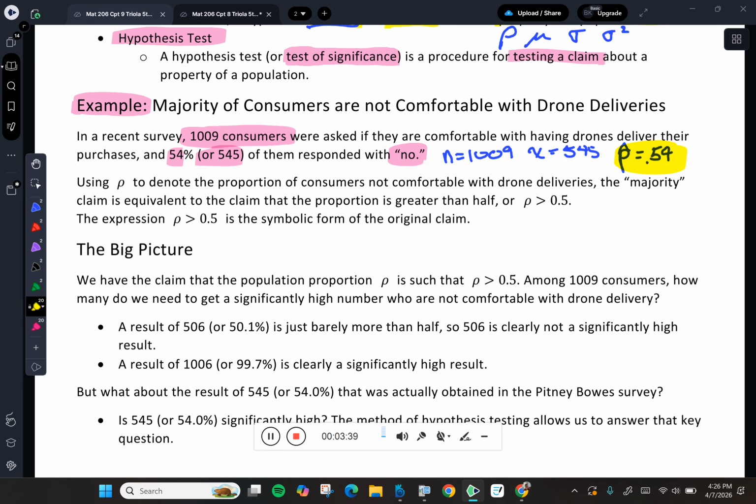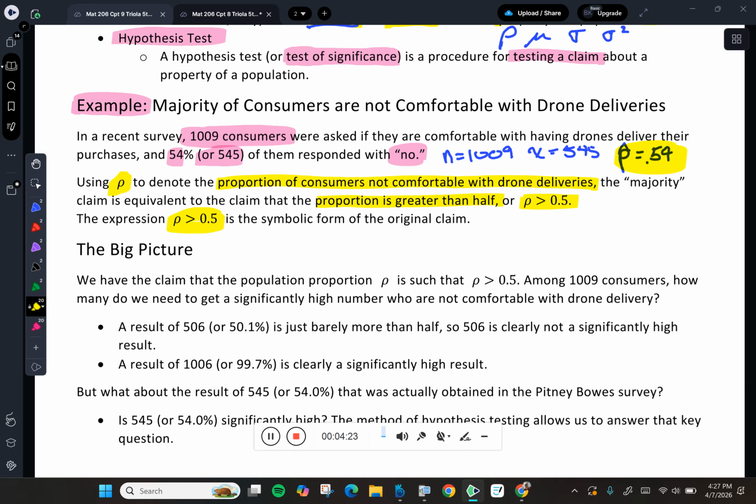Now, last chapter, what we said was, let's build a confidence interval around that 54% and hope that we capture the true population proportion. So if we use rho or p to denote the proportion of consumers who are not comfortable with drone deliveries, that is the population statement. What we could argue from our data is that this proportion is greater than 1/2, or mathematically, p is greater than 0.5. That inequality statement about rho being greater than 0.5 is a statement about a population parameter.